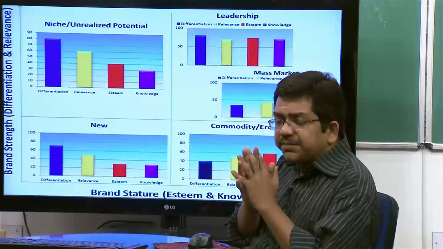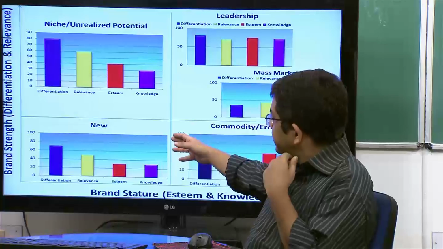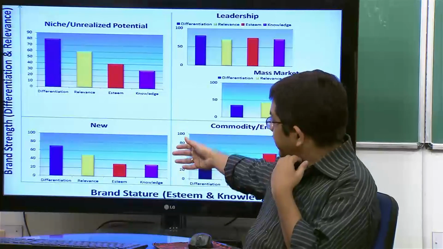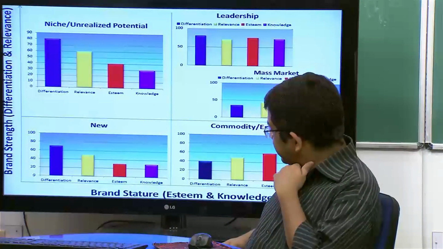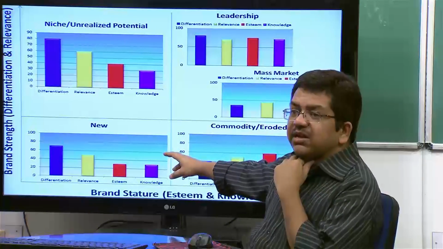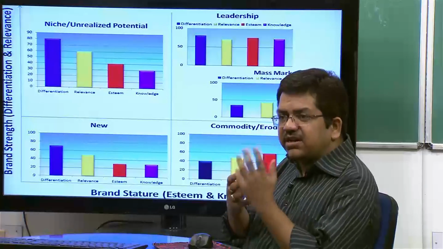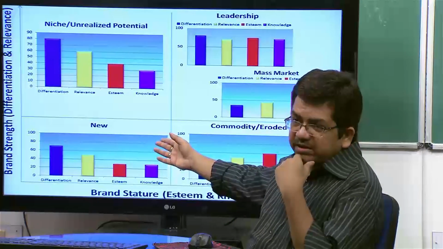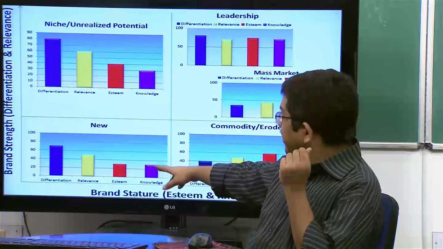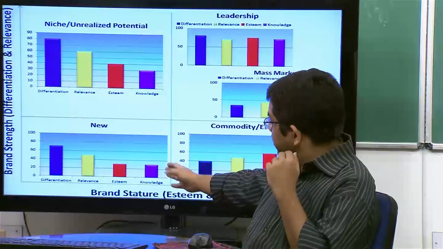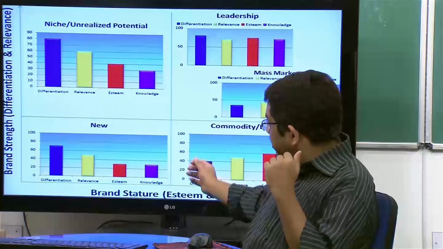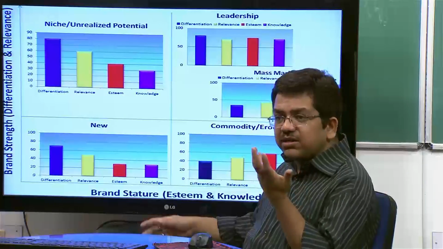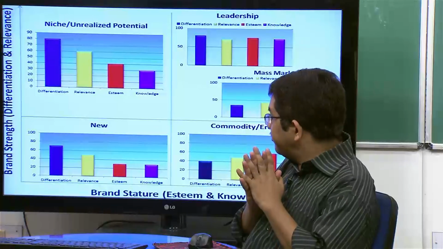Now based on the generic things that happen in the market, we have tried to plot what the characteristics of the different types of brands in the market will be. So when looking at brand strength versus brand stature, a new brand, if it is launched, generally will be launched with the intention that it has something very new or better than others. So it has a differentiation and it has to be relevant. You will see that differentiation and relevance are high, but since it is a new brand, nobody knows about it, so esteem and knowledge are generally very low. Sometimes you will see that virtually there will be no esteem or knowledge about the brand in the market.